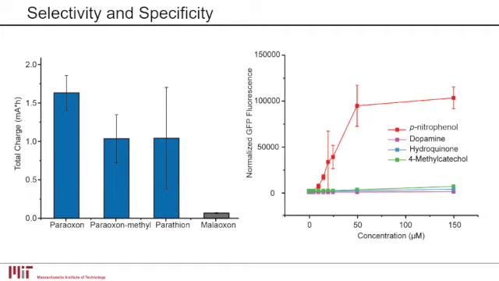But is this selective and specific? If you have a biosensor, you need it to be specific, right? Well, we looked at a bunch of different small molecules that you would expect to be in biological matrices. Things like dopamine, hydroquinone, and 4-methylcatechol. And as you can see here, our transcription factor was very specific for PNP. We don't get off-target turn on.